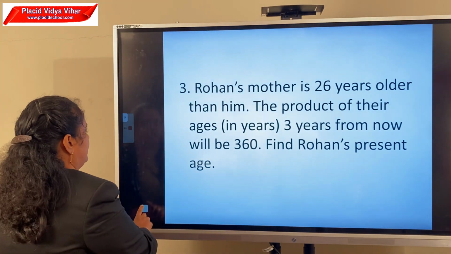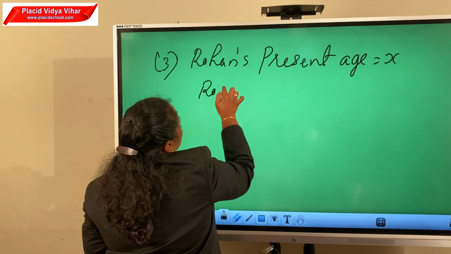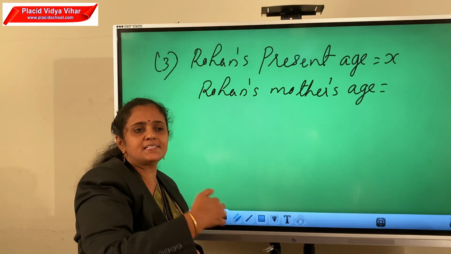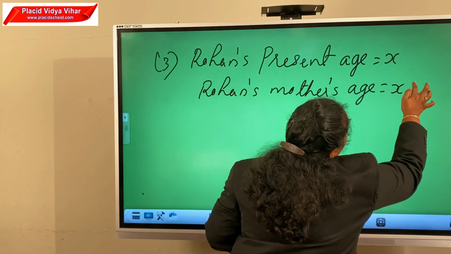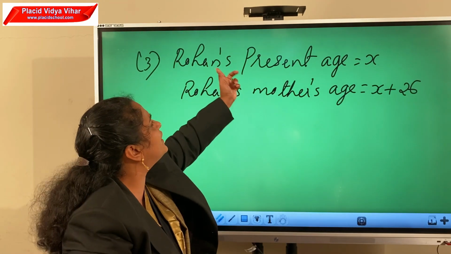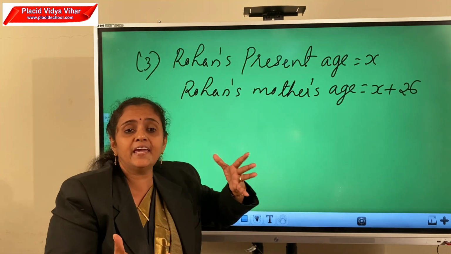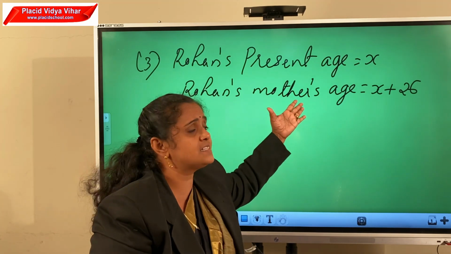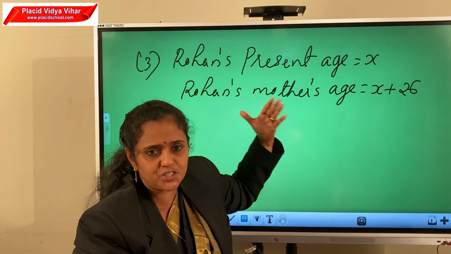We can solve this question. Let Rohan's present age be x. Rohan's mother's age is 26 years older than Rohan's age, that means x plus 26. After 3 years, what is Rohan's age? After 3 years, Rohan's age increases, that means x plus 3. After 3 years, his mother's age is equal to x plus 26 plus 3, that is x plus 29.